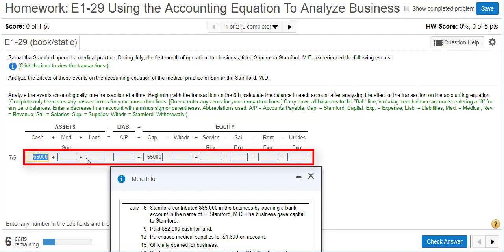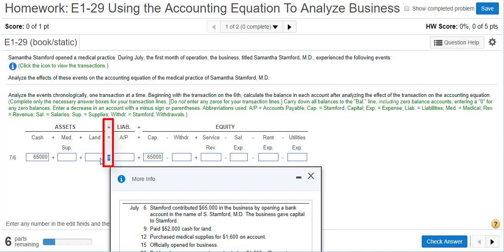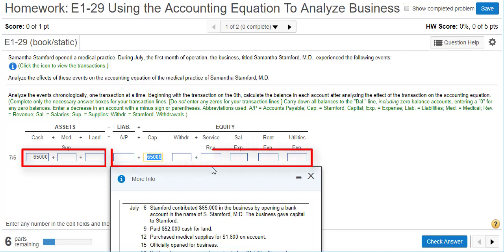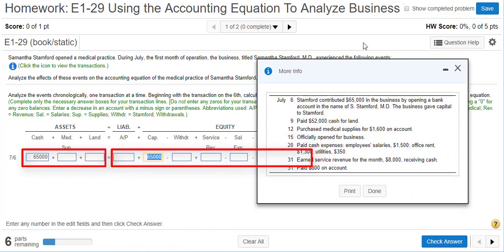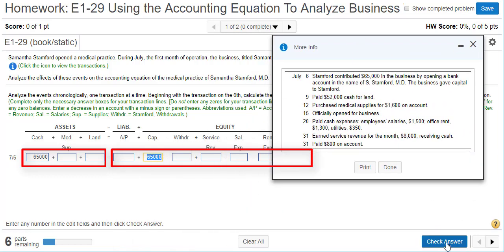And when I say balance, it means the accounting equation must balance. So for example, here's our equal sign. How did we affect the left side of the accounting equation? We made it go up 65,000. Therefore, if we're going to affect capital, which is on the other side of the equal sign, then to make this transaction balance, we have to put a positive 65,000 on this side. So now I can check my answer.